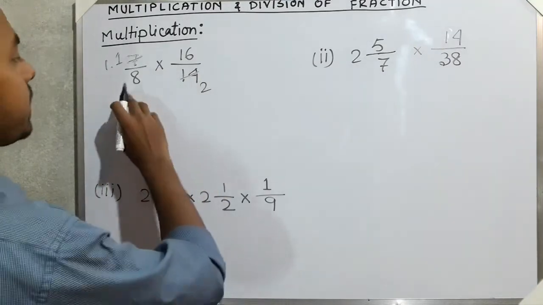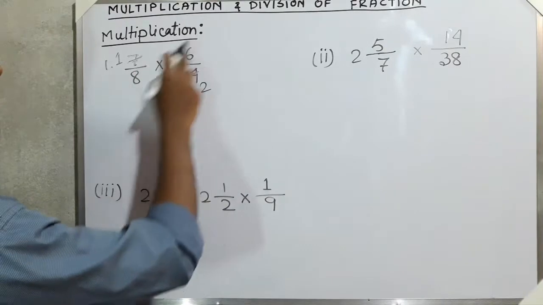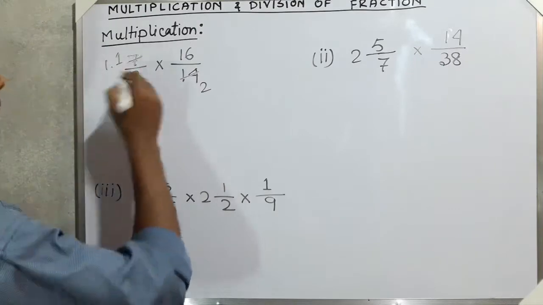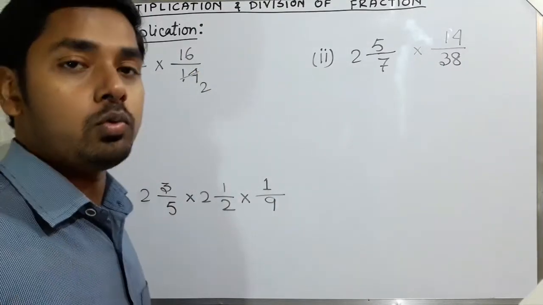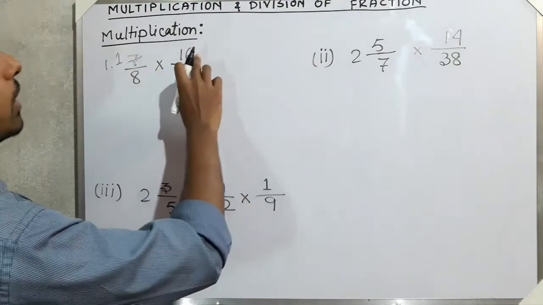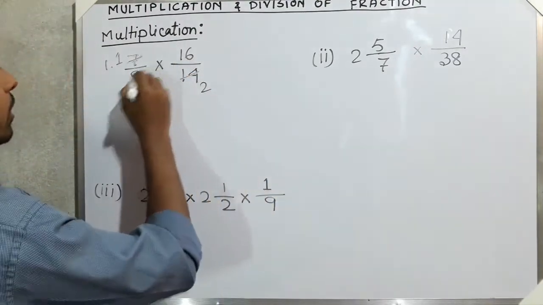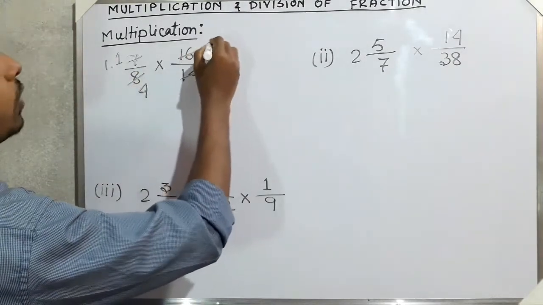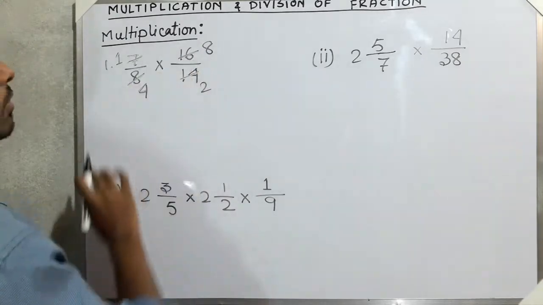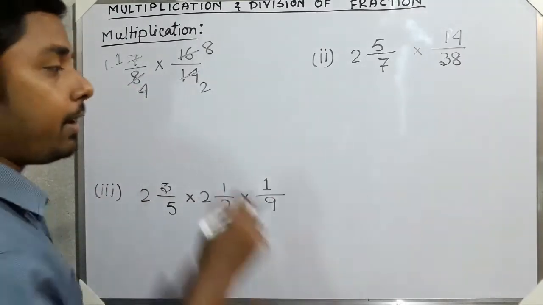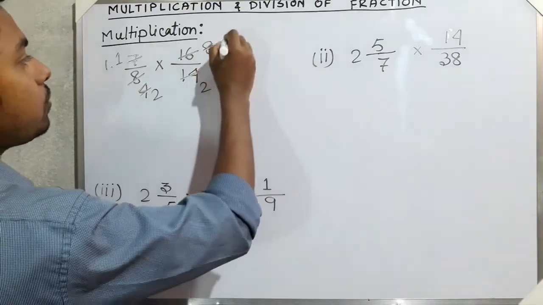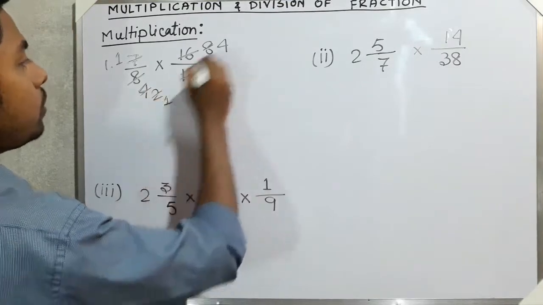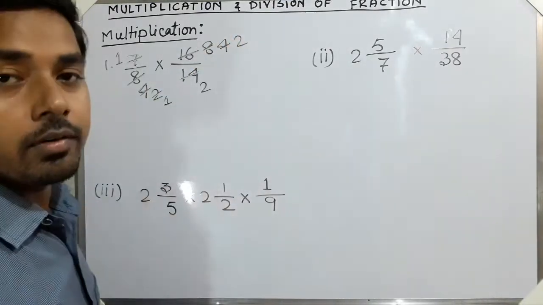Now you have to check this corner, this one and this one. So 8 and 16 can be cut. How to cut? Suppose we are cutting by 2, because 2 fours are 8 and 2 eights are 16. 2 is the common factor. Now again we are cutting by 2: 2 twos are 4, 2 fours are 8, then again 2 ones are 2 and 2 twos are 4.